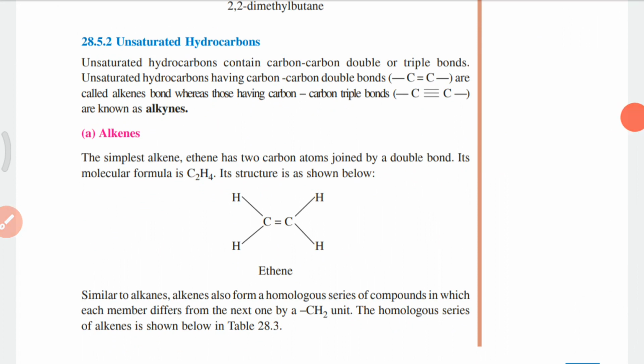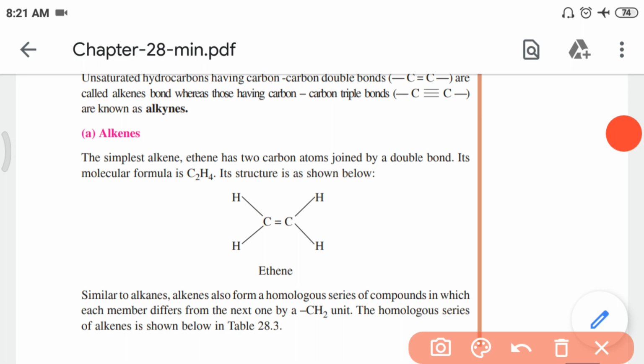Now we can discuss alkenes in detail. The simplest alkene is ethene because methane contains only one carbon atom. It has no way to make double bonds. So the carbon compounds which can make a double bond start with ethane. In ethane, the carbon makes a double bond. It changes its name to ethene.